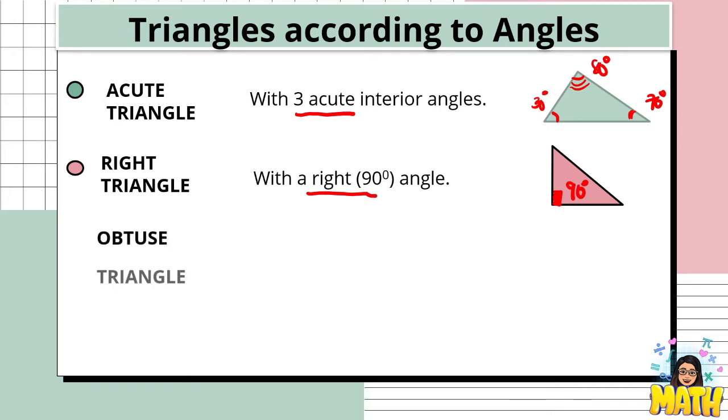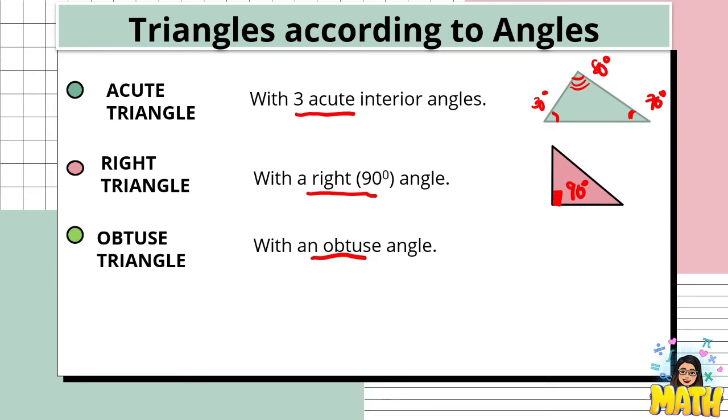Next, we have an obtuse triangle. Of course, since it is an obtuse triangle, we must have an angle that is obtuse in measure. That means an angle must measure greater than 90 degrees but less than 180 degrees. For example, this one measures 120 degrees, so this is an obtuse angle. Automatically, the whole triangle is classified as an obtuse triangle.